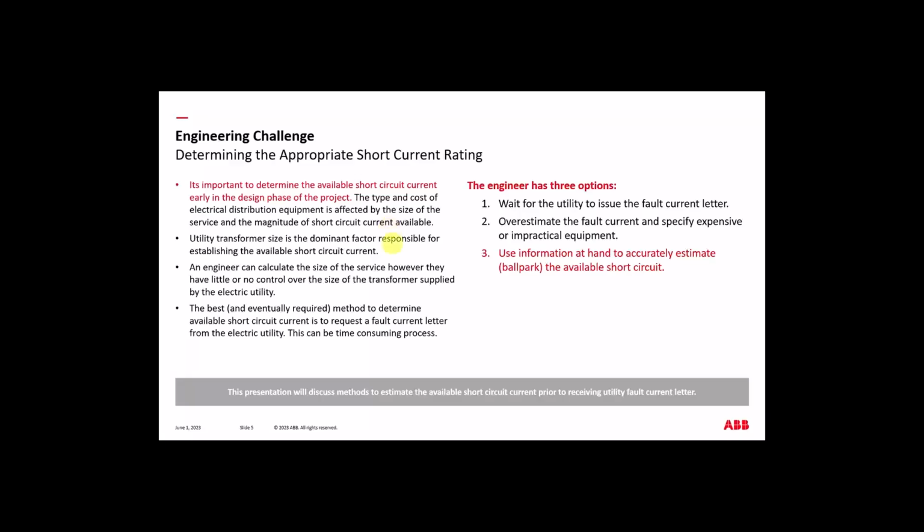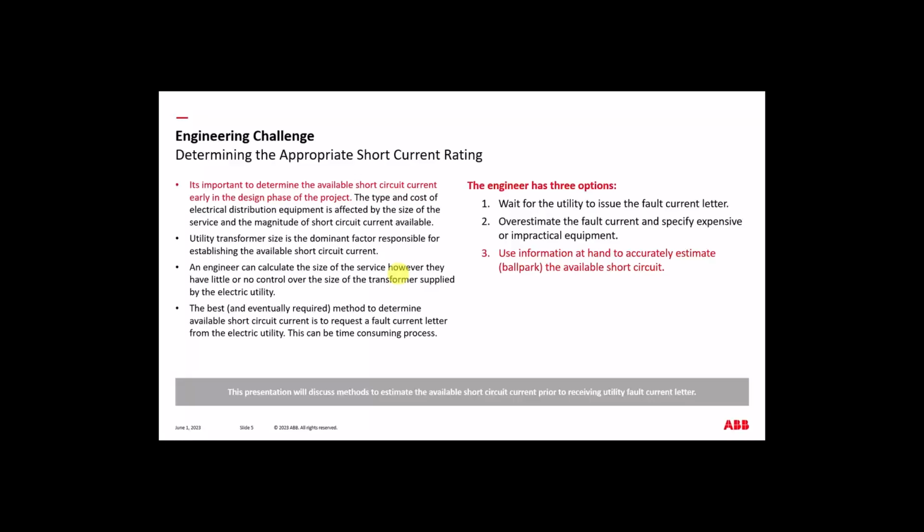Next point is utility transformer size is by far the dominant factor in establishing the available short circuit current. So you need to know what size that utility transformer is going to be, which flows into the next step. The engineer calculates the size of the service, but they have no control over what size transformer the utility is going to supply. That's the big unknown, and that's what sets a lot of the design parameters.